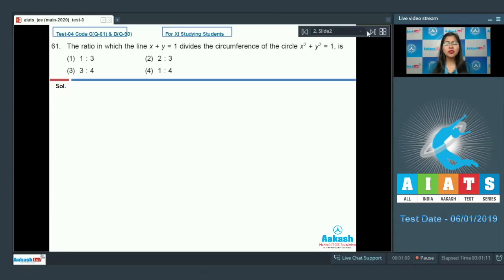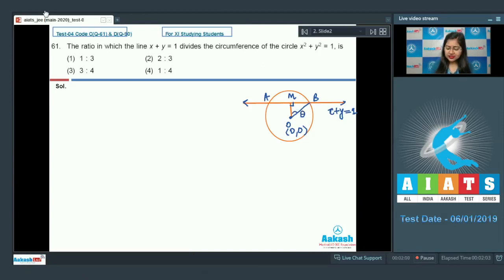y equal to 1 divides the circumference of the circle x square plus y square equal to 1 is. Let us say this is the circle and this is the line, that is x plus y equal to 1. So the center of the circle is, let us say O, (0, 0), and let us say we draw a perpendicular to the line, that is OM. Let us say the line intersects the circle at points A and B, and we will join O and B, and let us say this angle is theta.